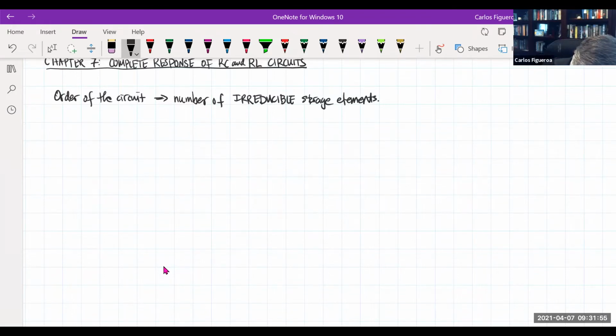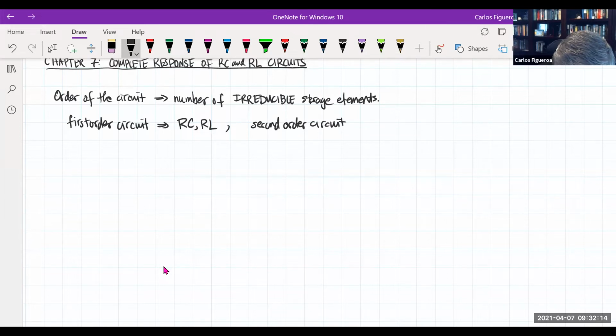So if I talk about a first order circuit, there's only two things that I could say here. It's either an RC or an RL. If I talk about a second order circuit, then there's three things that I could talk about. I can talk about an RLC, or I could talk about an RCC, or an RLL, etc. So that's what we mean by the order of the circuit.